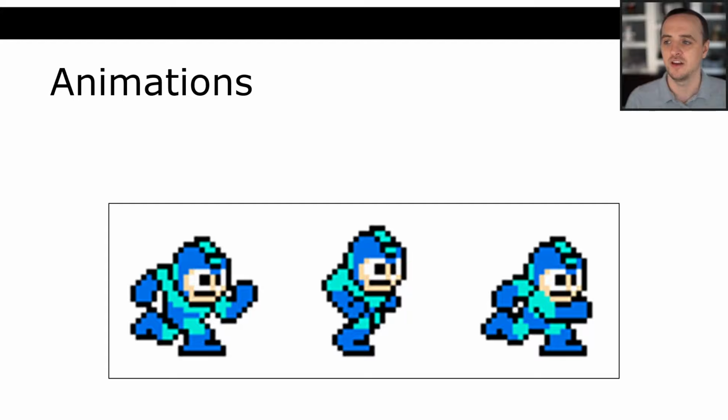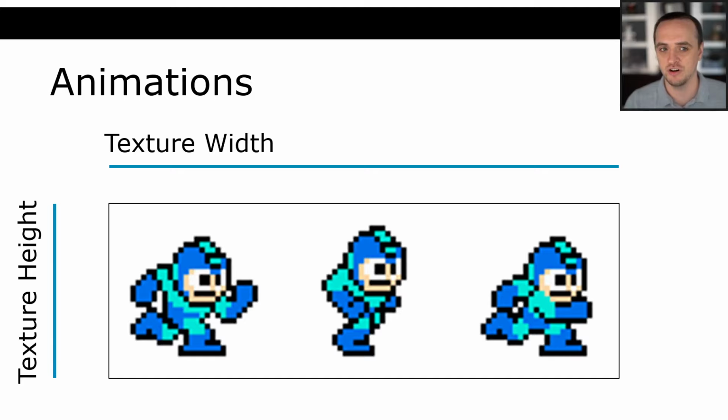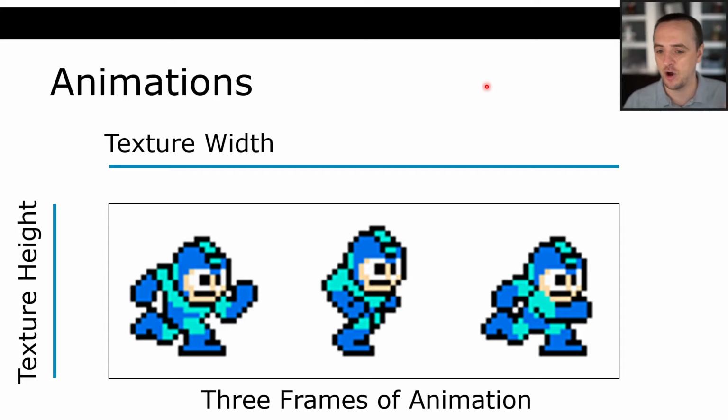So how are we going to implement animations? Well, we are going to have a texture that stores each frame of animation. That texture is going to have some sort of width, right? So this is the width of the texture. It's also going to have a height. And we're going to specify how many frames of animation that this texture has.